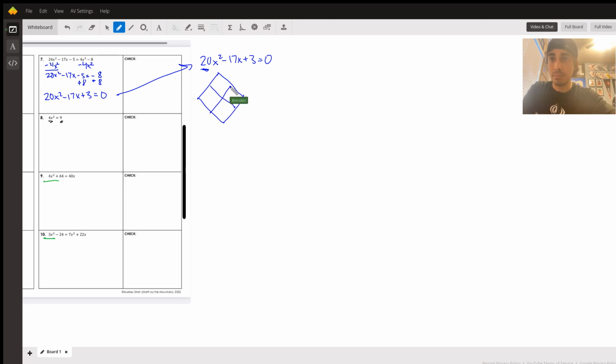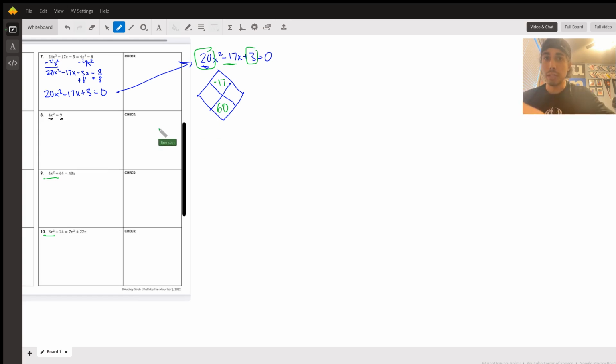Remember, what goes up top is going to be B, this guy right here, negative 17. What goes down in the bottom is A times C. 20 times 3 is 60. All right, so what we need to think about is what two numbers are going to multiply to 60 and add to negative 17. So we want to find two numbers that multiply and give us 60, and they add and give us negative 17.